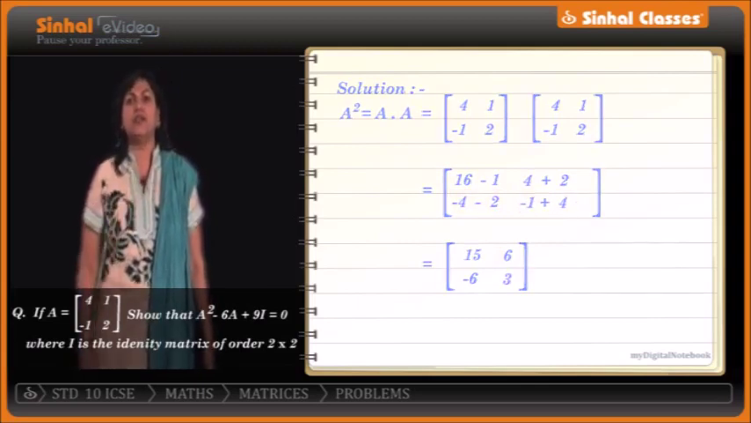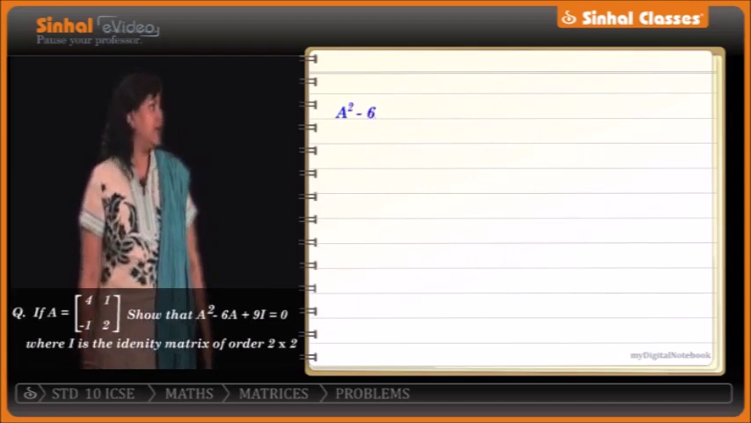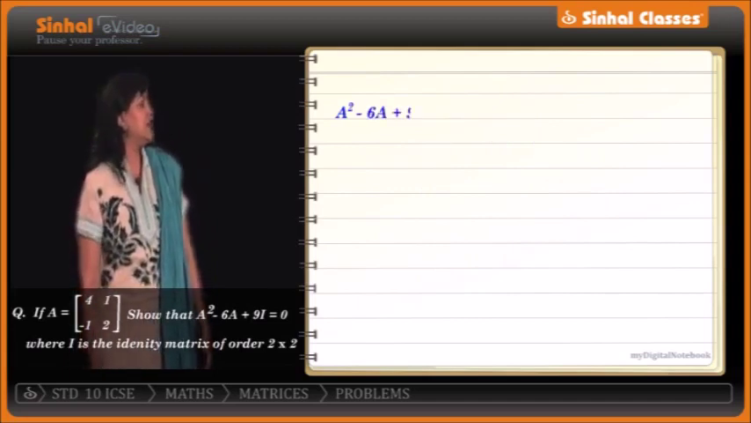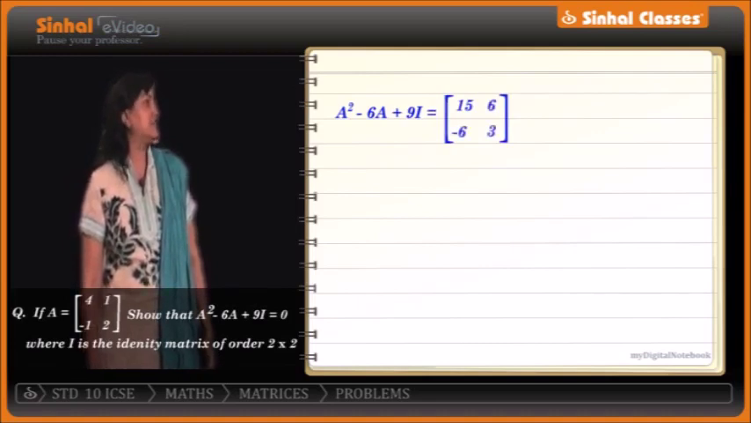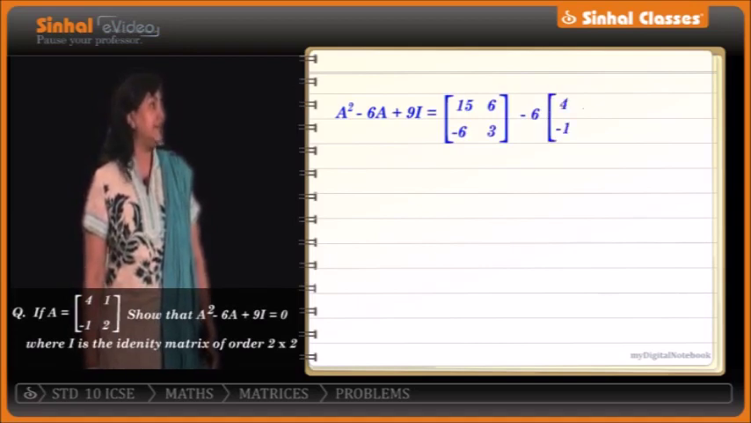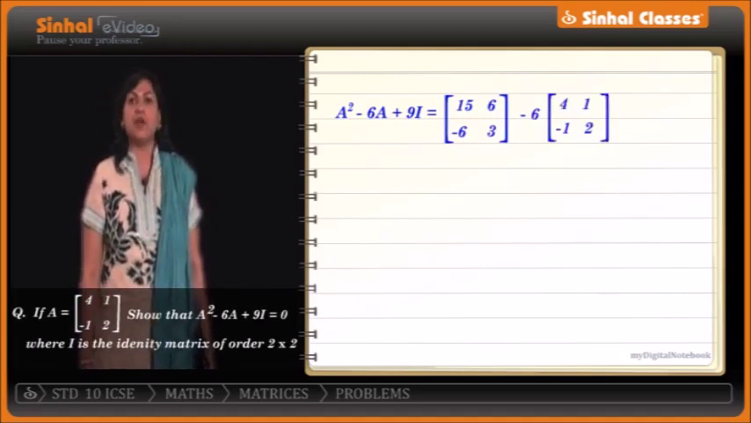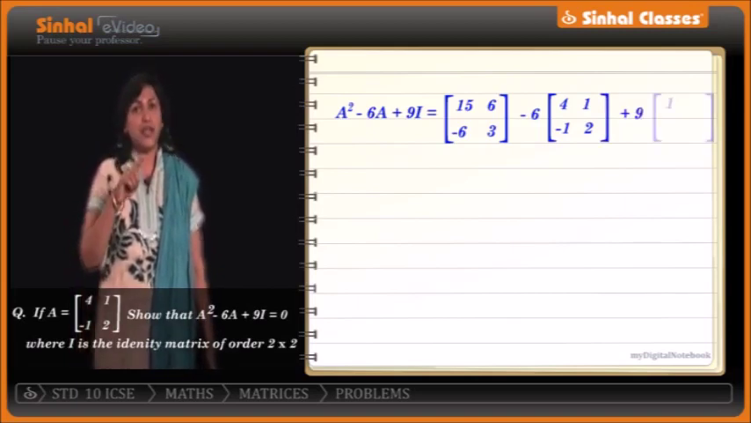Now we will solve A square minus 6A plus 9I. We substitute, we get [15, 6; -6, 3] minus 6 times the matrix A plus 9 times the identity matrix. You remember what is the identity matrix of order 2 by 2? It is [1, 0; 0, 1].